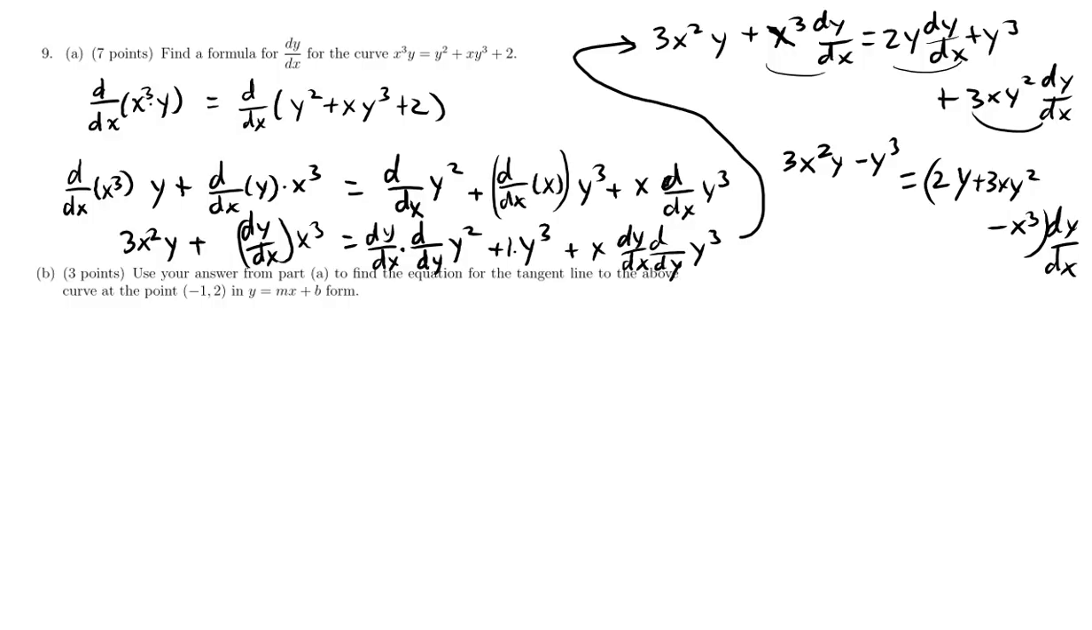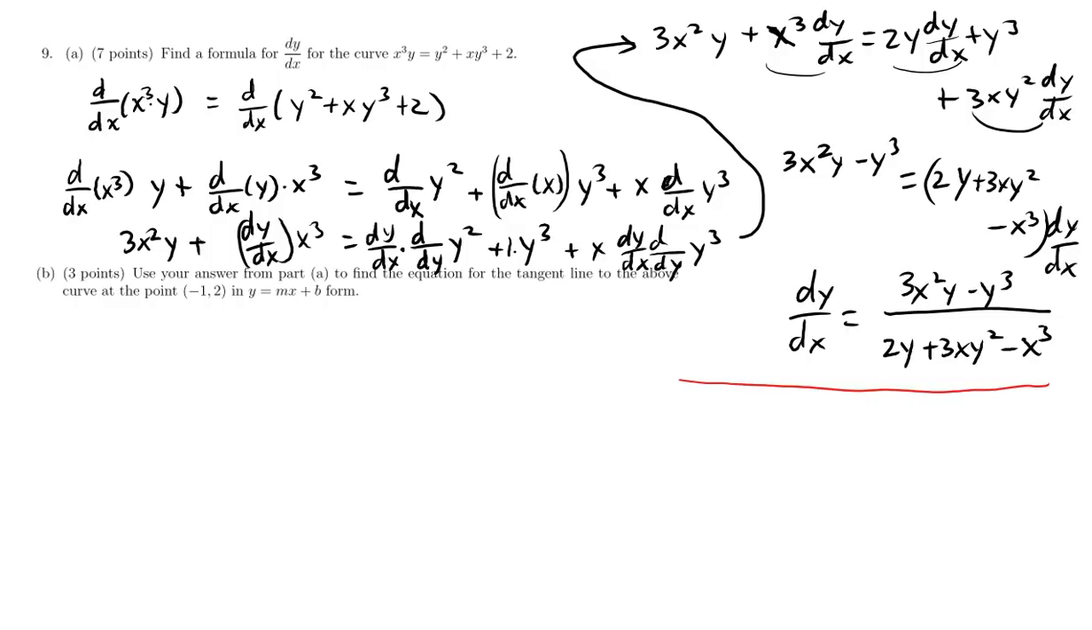And you finally solve it by dividing, so you have dy/dx equal to 3x squared y minus y cubed on the top, whereas on the bottom you have 2y plus 3xy squared minus x cubed. So that's like the standard way. Maybe let me show you another way I like to do it. I think this is a little shorter, but it requires you to be more attentive of what's going on.